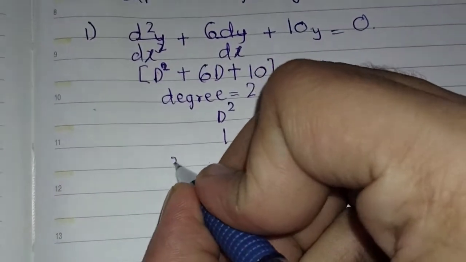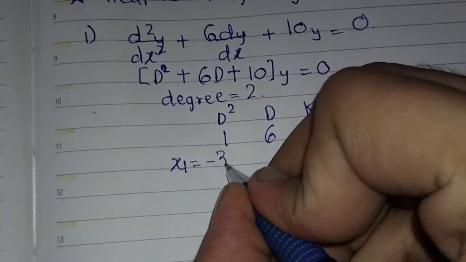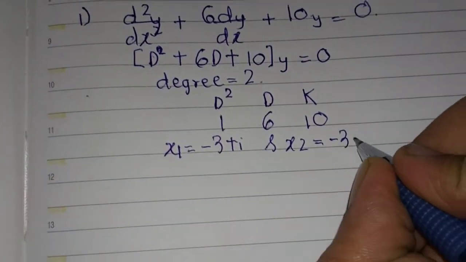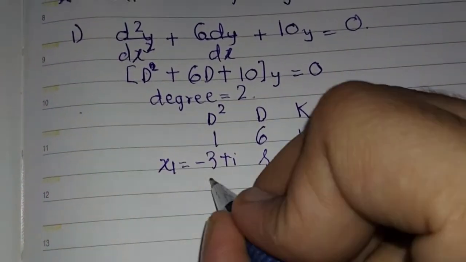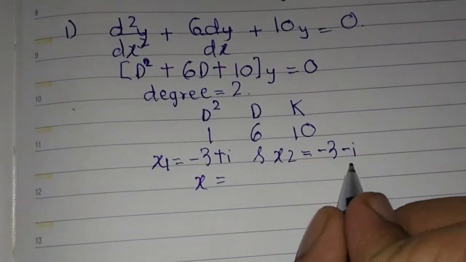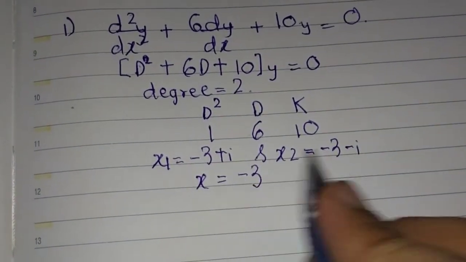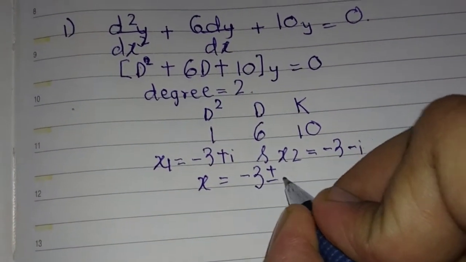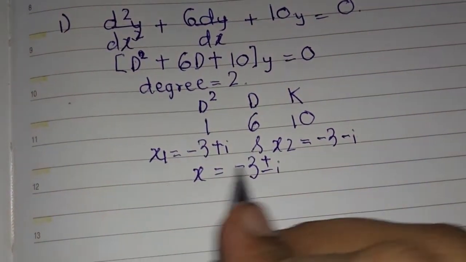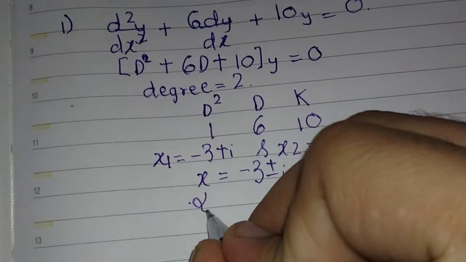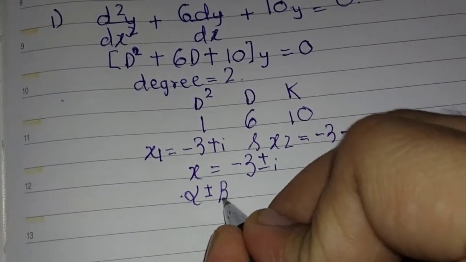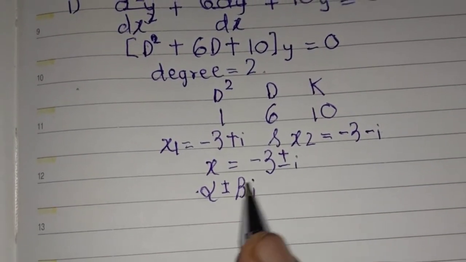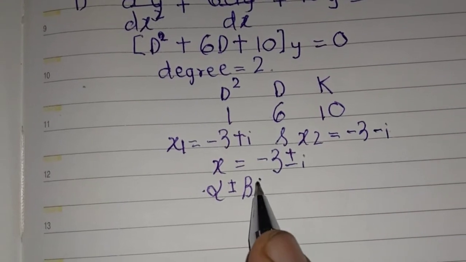So writing that we got x1 is equal to minus 3 plus i and x2 is equal to minus 3 minus i. We can write both the terms together as x is equal to minus 3 is common, so writing here minus 3, and the i term is also common but the sign is different, so we can write it as plus minus i. Comparing it with alpha plus minus beta i, the value of the alpha term is the real term and the beta term is the imaginary term because it is associated with i.